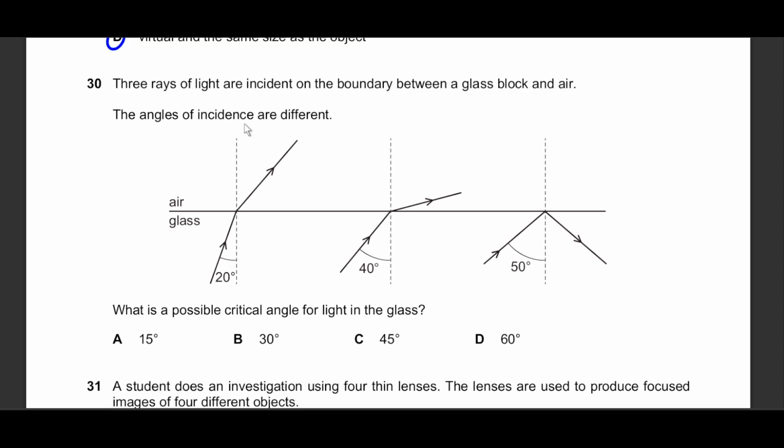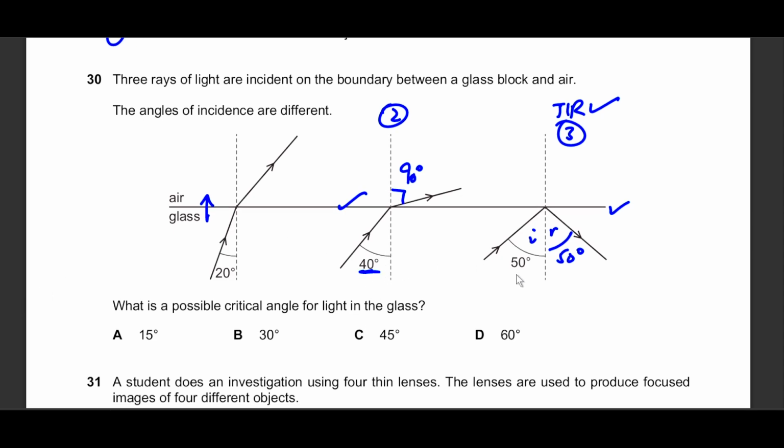30, it says the angles of incidence are different. What is the possible critical angle for the light in this case? You see, when the light goes from glass to air, it's bending away from the normal, and we can see total internal reflection happening between stage 2 and stage 3. And when this has happened entirely, this will also be 50 because it is total internal reflection. Angle of incidence and reflection will be the same. Here, it's 40 and it's very close to being 90 degrees. So it should be between 40 and 50.